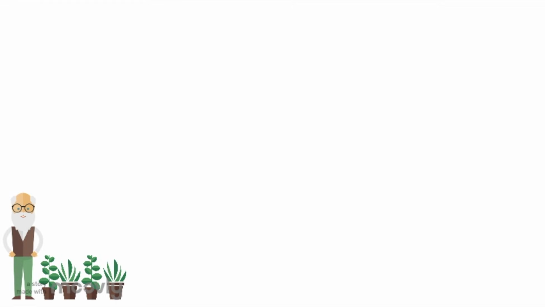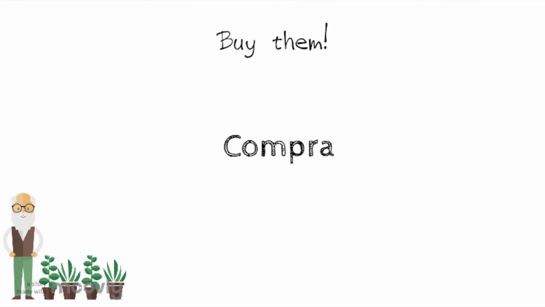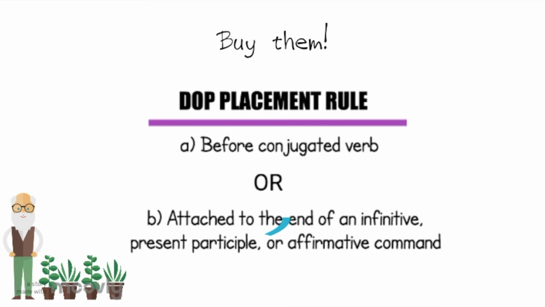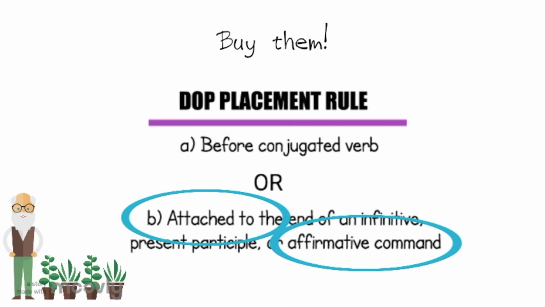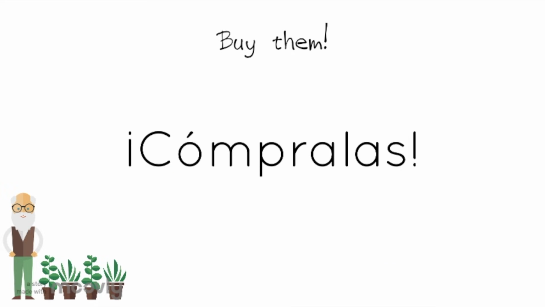Well, George wants to buy those plants. Let's command him to do so. Let's tell him, buy them. The command buy for the informal you, let's assume George is our friend and we're on a first name basis with him, is compra. When it comes to commands, the rule states that direct object pronouns should be attached to the end of them. That gives us cómpralas when we add the accent to preserve the original stress. There's more to the story here, but it involves knowledge of all command forms like informal, formal, affirmative, negative, and that's not the focus of this video, so we'll save it for later.